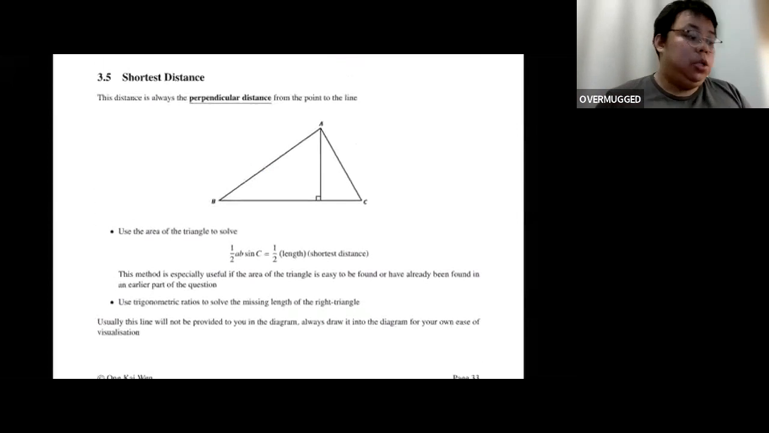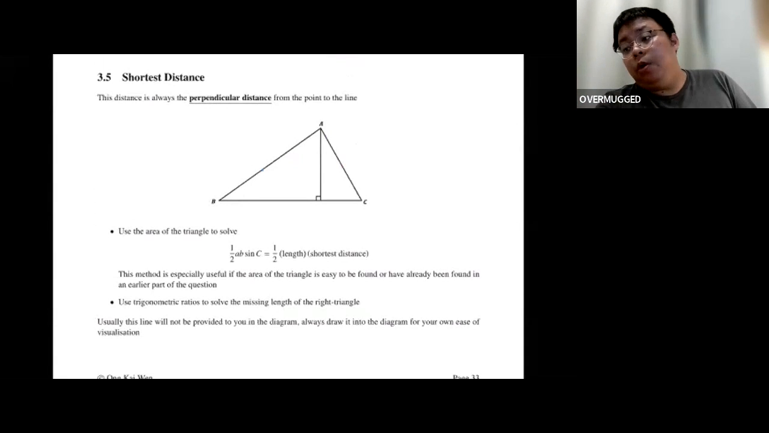Next, we're going to talk about shortest distance. This is a concept that always comes together with area of a triangle, and I'm very, very certain of it. Whenever schools set questions, they will always set area of the triangle first, then they will set shortest distance. Most of the time it will be this case.